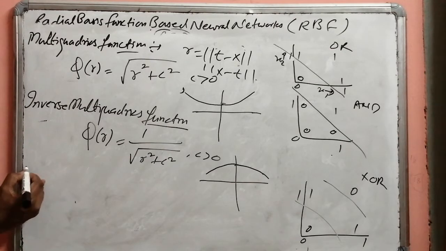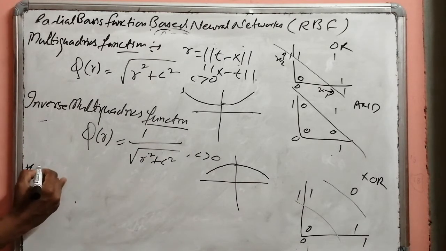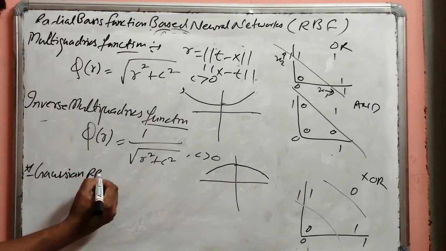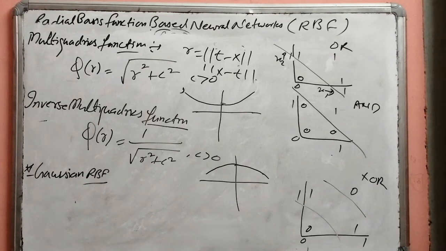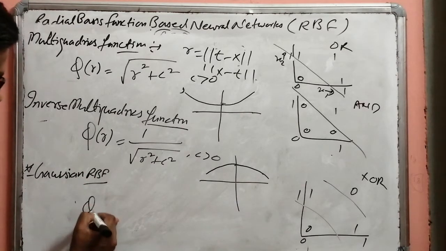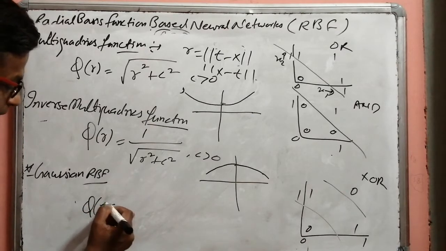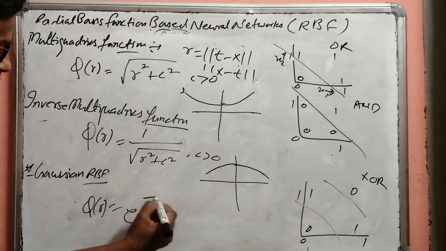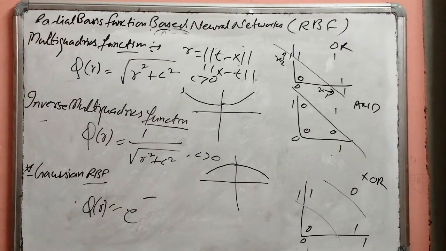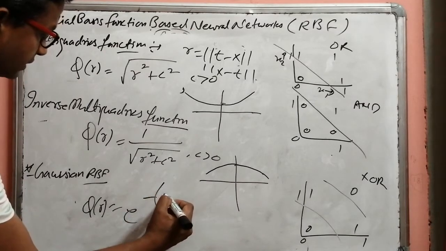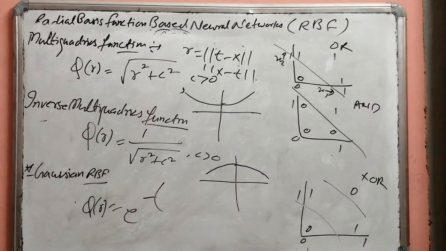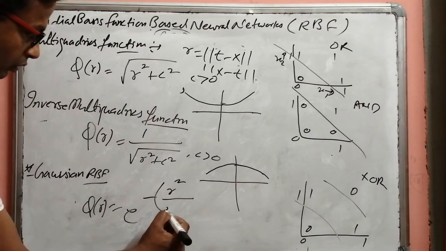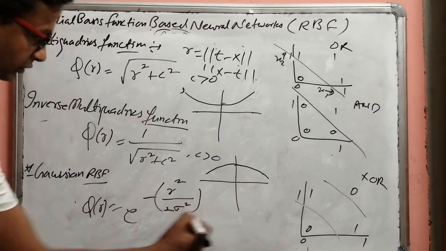And the third one, and the most popular one, mostly used one, is your Gaussian RBF. Gaussian RBF function. We all know its equation, that phi of r will be given by e raised to the power minus r square upon 2 sigma square.